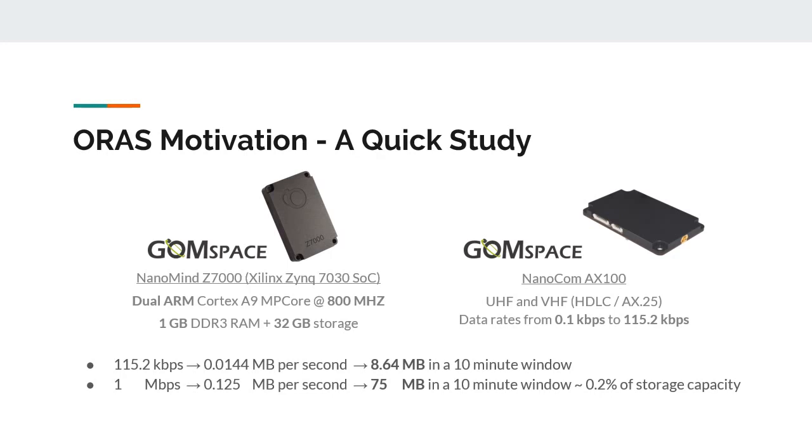So, to take a look at the ORAS motivation, we propose a first quick study of two typical components or subsystems that one can commercially acquire from a particular vendor, a very popular vendor for CubeSats, which is called GomSpace. On the left, we see what can be seen as an onboard computer, which actually is also used as a transponder unit.